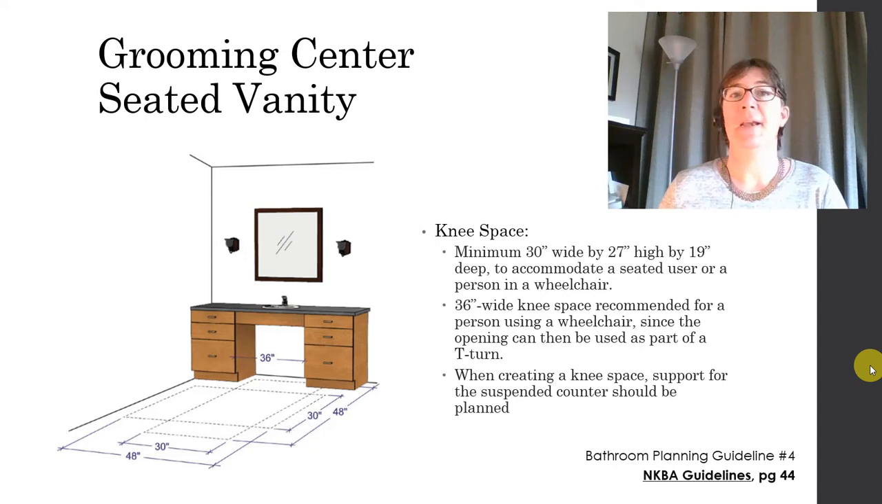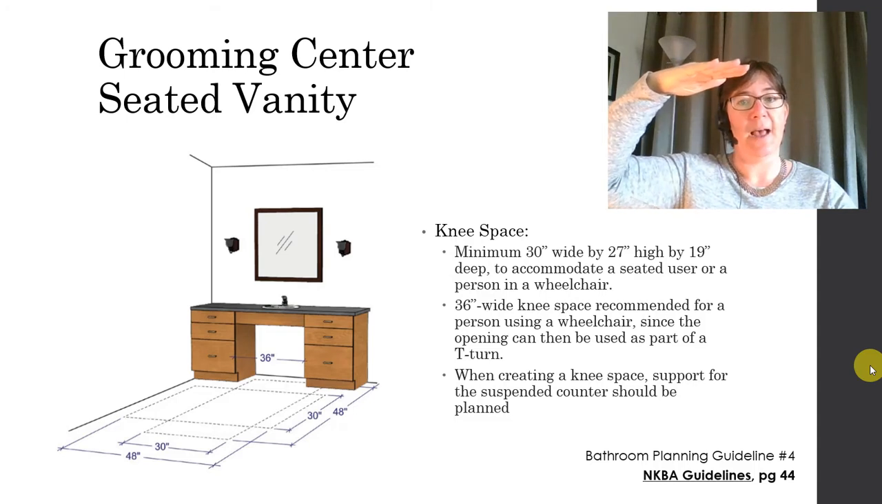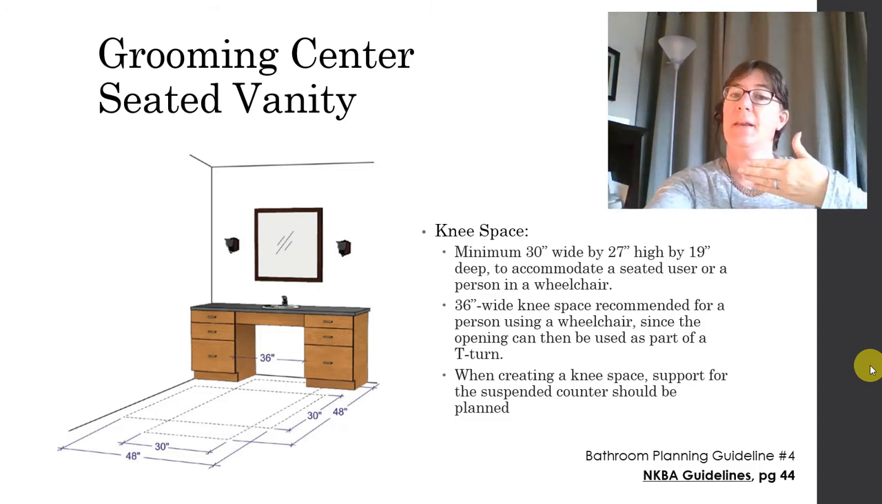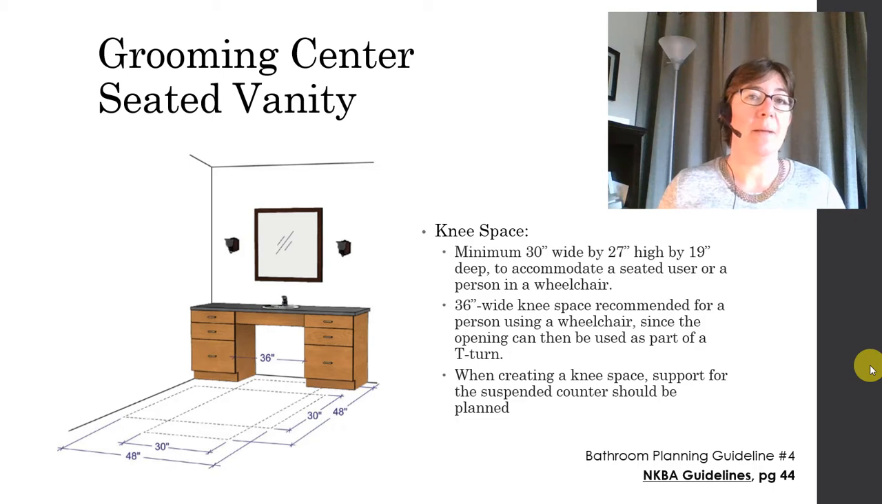An important part of designing your seated vanity is creating the knee space. You want to have it a minimum of 30 inches wide by 27 inches high by at least 19 inches deep to accommodate either your seated user or a person in a wheelchair. If you do have your user in a wheelchair, it's recommended that you actually go to 36 inches wide, so give it a little bit of extra width. Therefore, it could be part of a turning radius or a T-shaped turn.